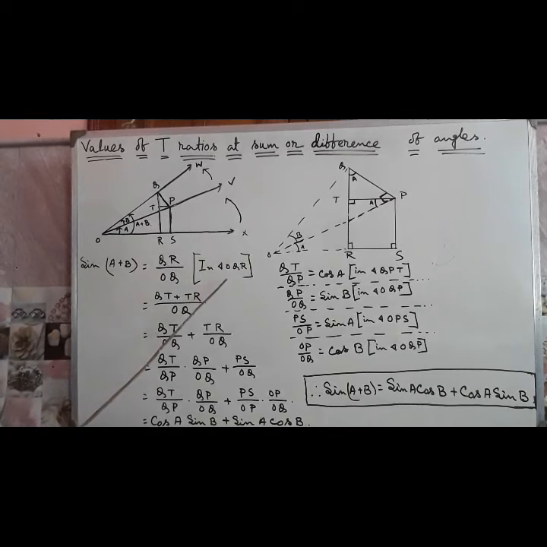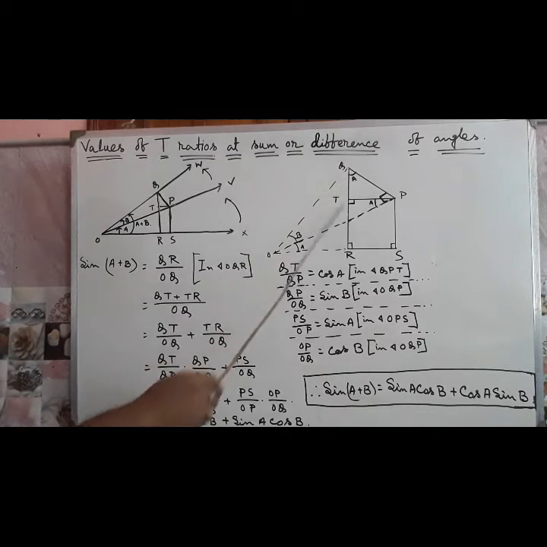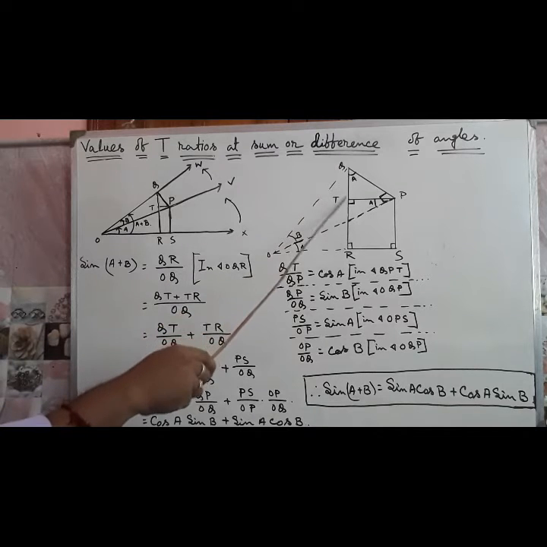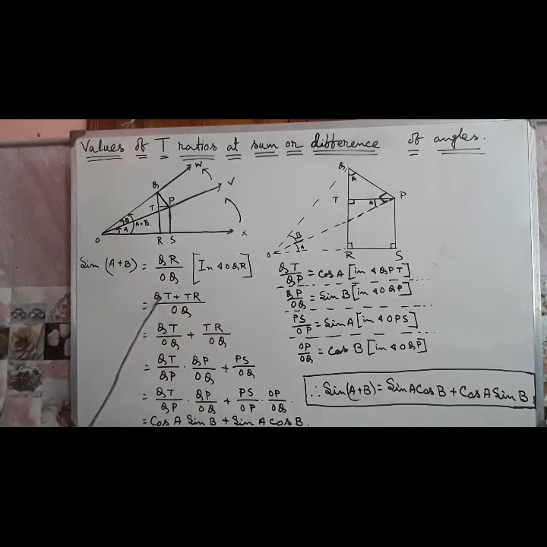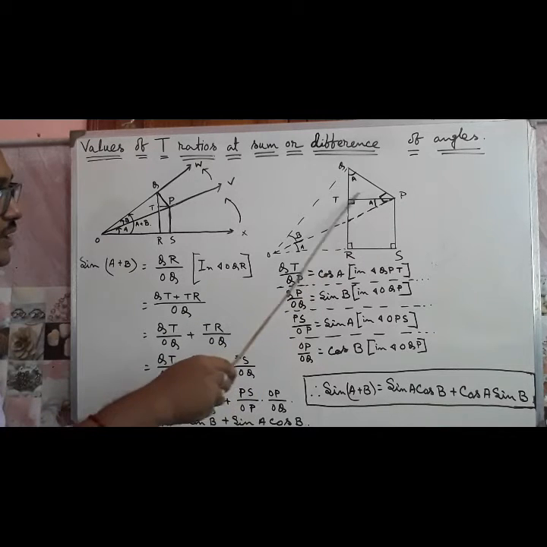So, from triangle OQR, what can we say? Sine of A plus B, that is sine of this total angle, is perpendicular by hypotenuse, QR by OQ. So QR can be written as QT plus TR, over OQ. This TR is equal to PS. Why? Because it is a rectangle.